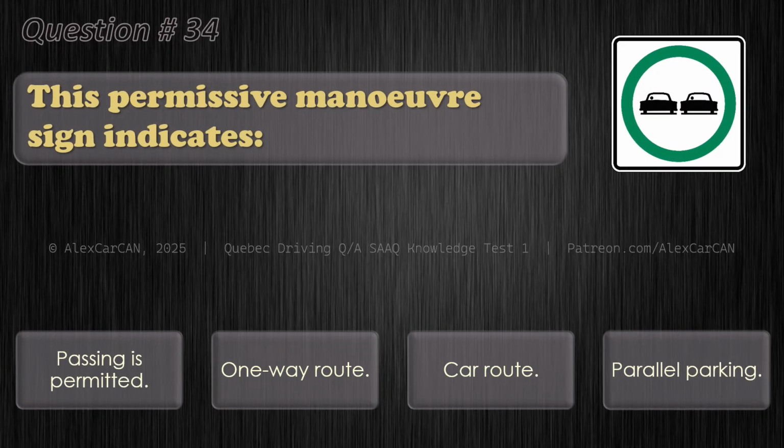Question number 34. This permissive maneuver sign indicates passing is permitted. One-way route. Car route. Parallel parking. The correct answer is passing is permitted.